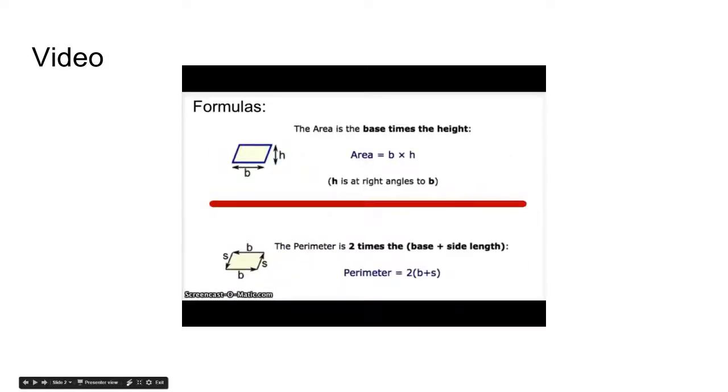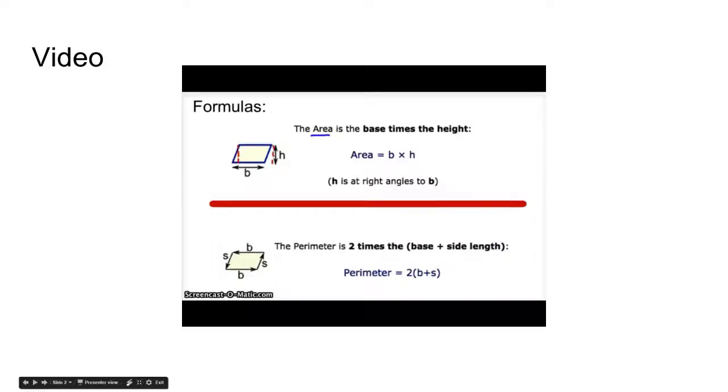The two formulas that you need to know are the area is the base times the height. So note that the height is usually indicated by a dashed line, and it can be on the outside of the shape, and it can also be indicated in the inside of the shape. There are two different places that it can be indicated.